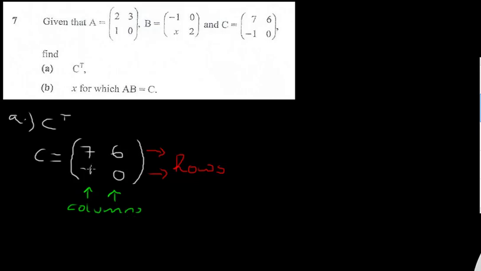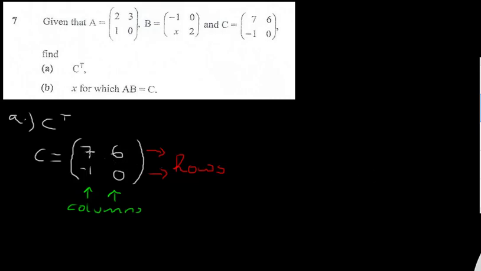So what do we have in our rows? In our first row, we've got 7 and 6. In our second row, we've got -1 and 0. In our first column, we've got 7 and -1. Second column, we have 6 and 0. So to transpose this, we're simply inverting this matrix in such a way that the columns that we have will now be the rows, and the rows that we have will now be the columns. So let us see how we can do that.